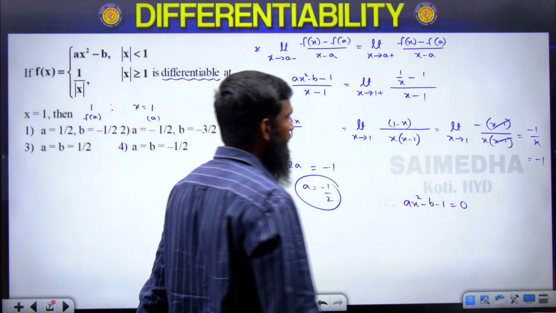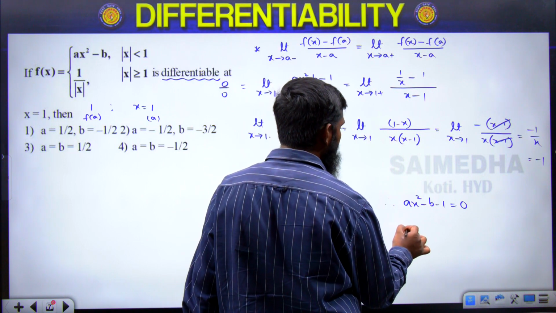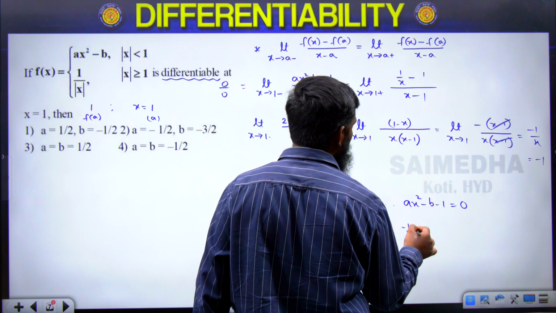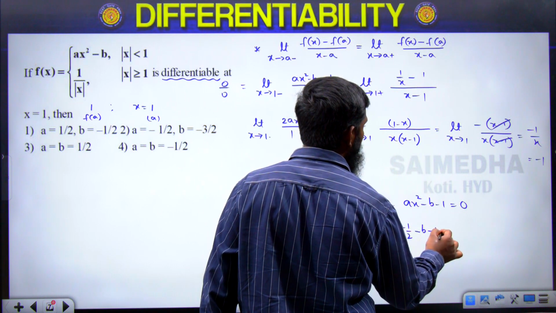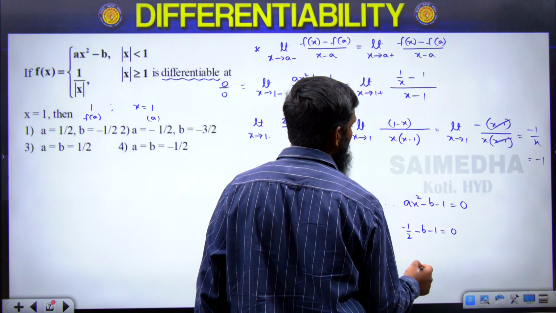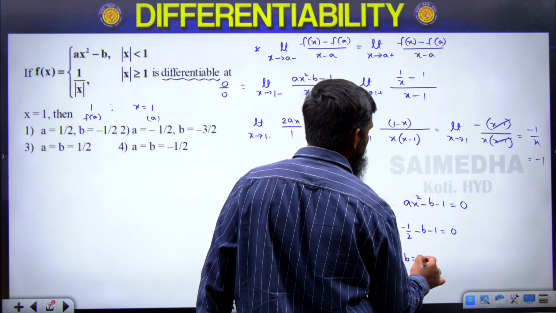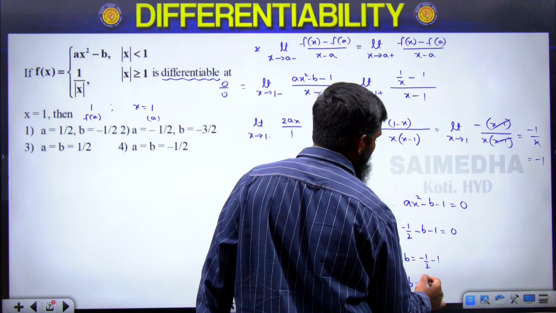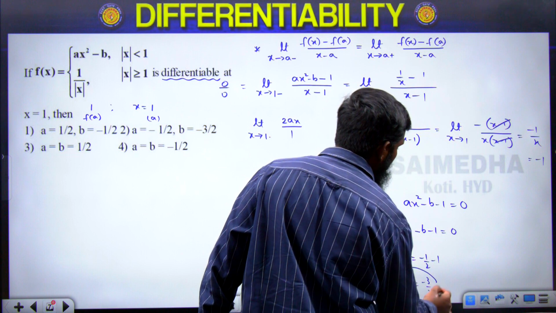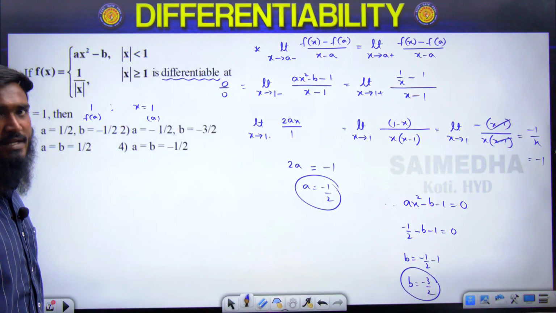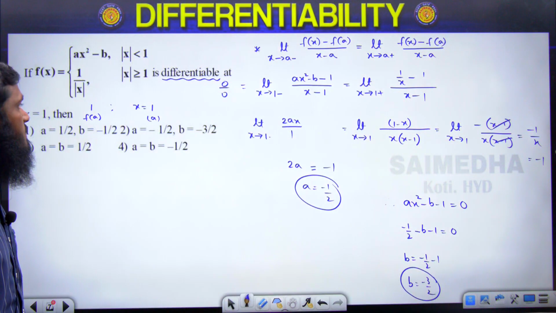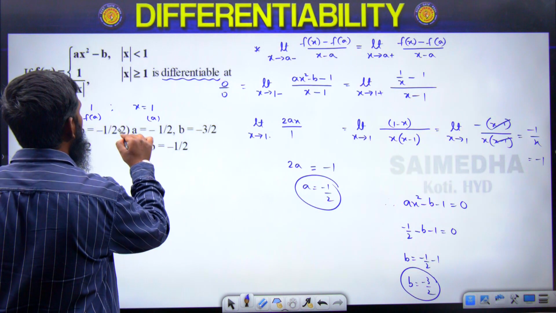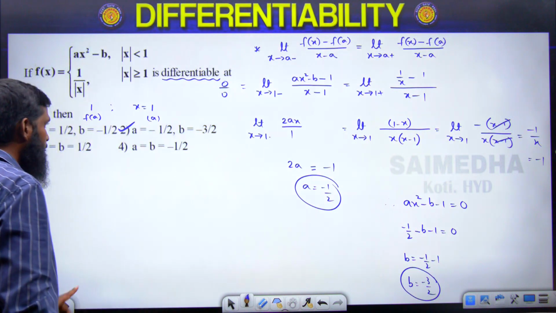Now what is the a value? We are getting minus 1 by 2, and the x value is 1 only. So 1 square becomes 1, minus b minus 1 equals 0. Minus b we are sending over there, so a plus b equals minus 1 by 2 minus 1. Simplifying this part, b value is equal to minus 3 by 2. So a value is minus 1 by 2, b value is minus 3 by 2, which means option 2 is correct.